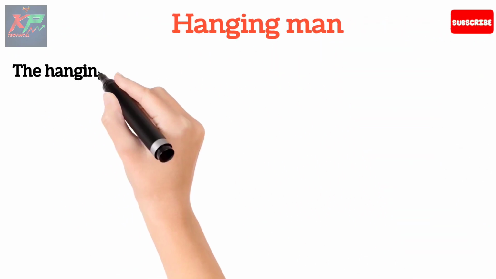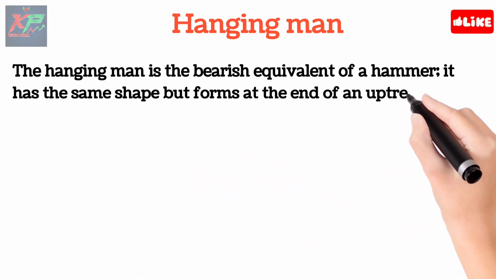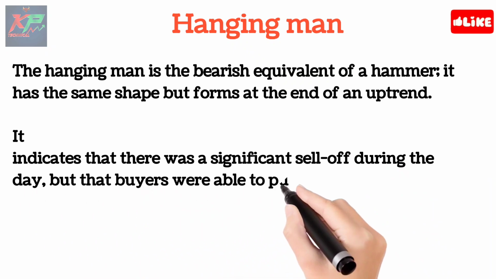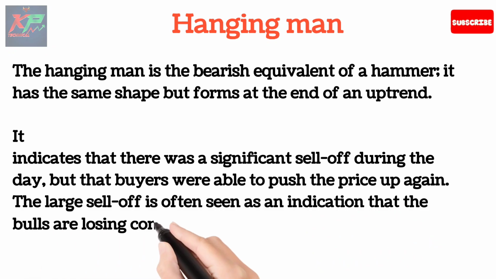Hanging Man. The hanging man is the bearish equivalent of a hammer. It has the same shape but forms at the end of an uptrend. It indicates that there was a significant sell-off during the day, but that buyers were able to push the price up again. The large sell-off is often seen as an indication that the bulls are losing control of the market.